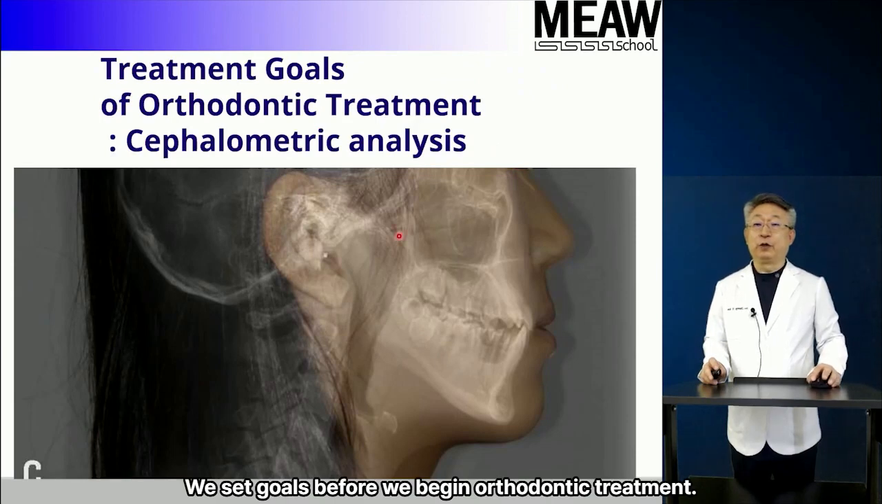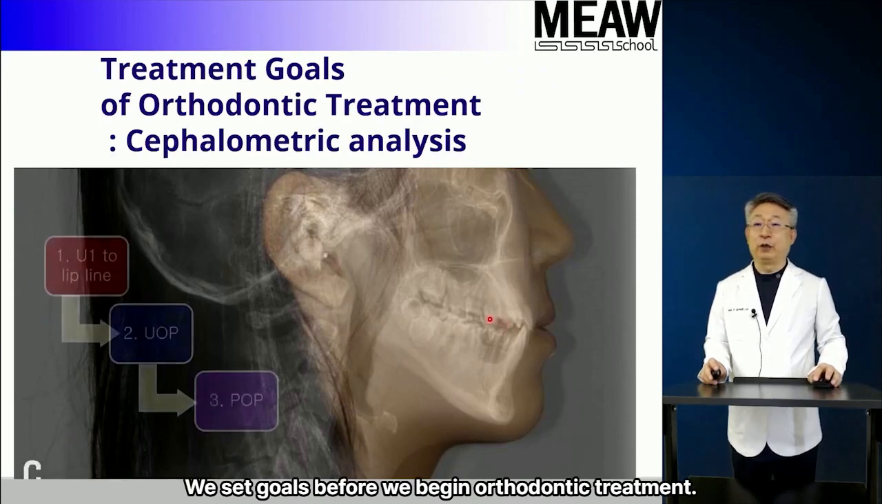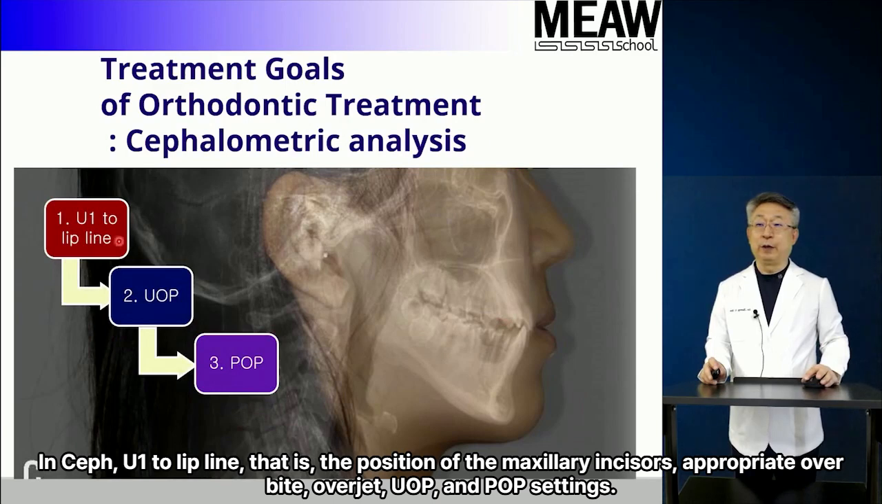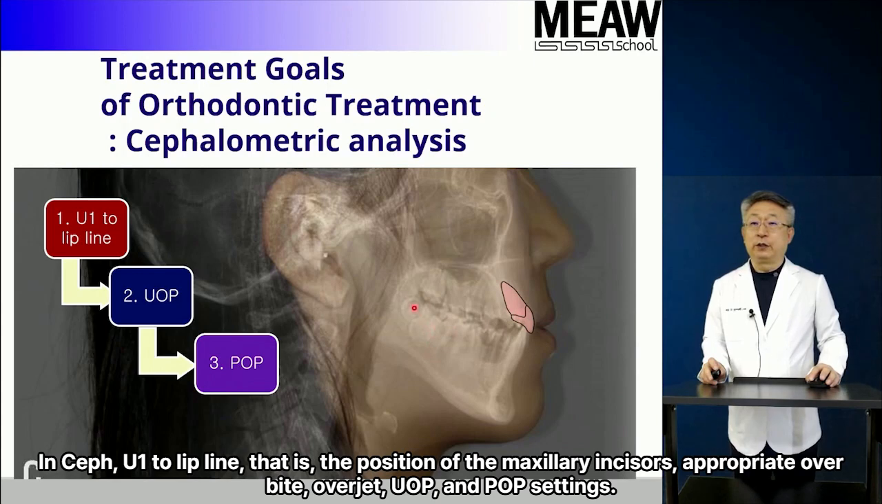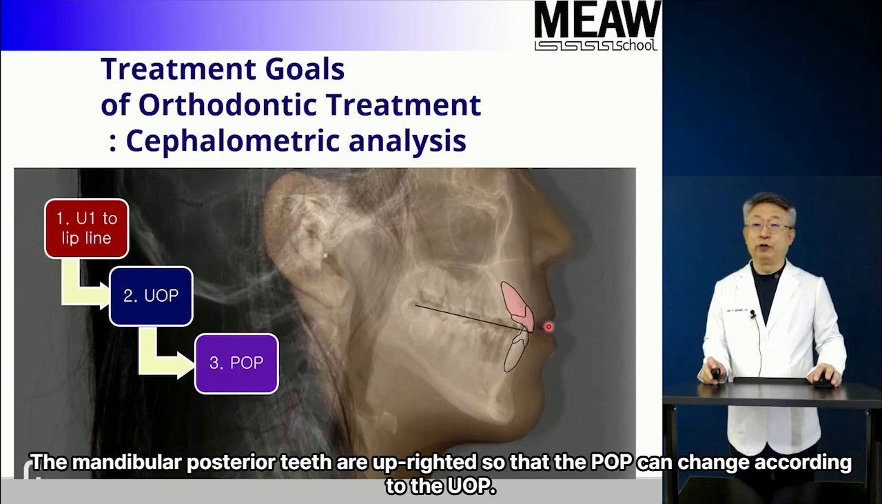We set goals before we begin orthodontic treatment. In Ceph, we set the yawn to lip line, that is, the position of the maxillary incisors, appropriate overbite, overjet, UOP, and POP. The mandibular posterior teeth are uprighted so that the POP can change according to the UOP.